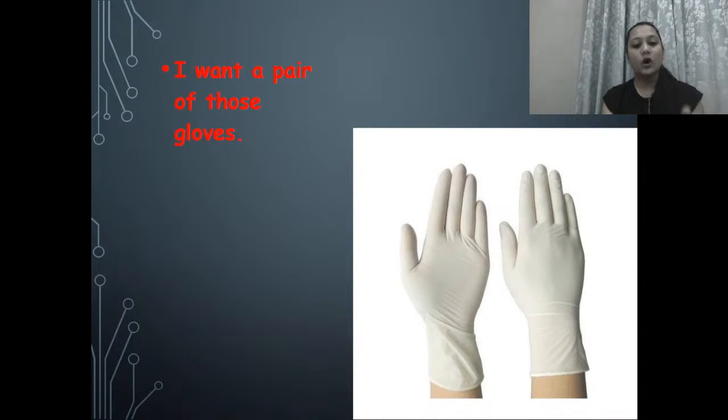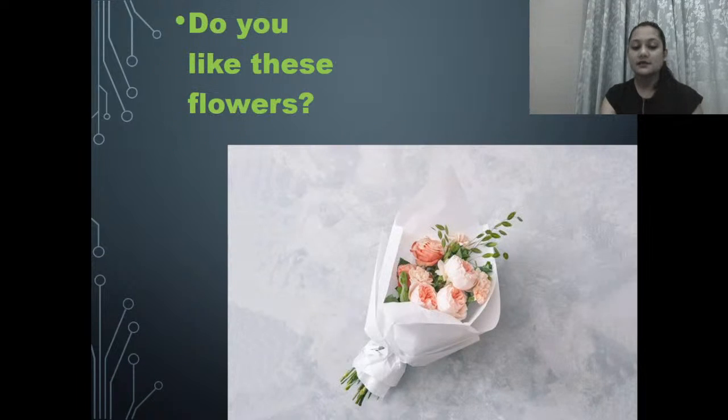Storm here is our noun, and "that" is definitely going to be our determiner. I want a pair of those gloves. Here, gloves are the noun. The word which comes just before the noun is called a determiner. So "those" here is our determiner. Next, do you like these flowers? Flowers are the noun, and the word which comes just before it is called a determiner.